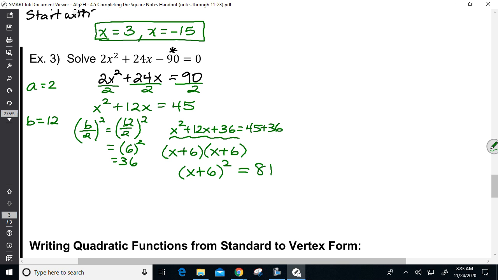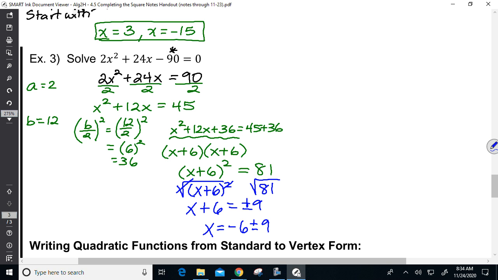So we've taken care of the factoring part. Now we take care of the square root part, x plus 6. Take the square root of both sides. Square root drops out. X plus 6 equals plus or minus 9. We get x equals negative 6 plus or minus 9.